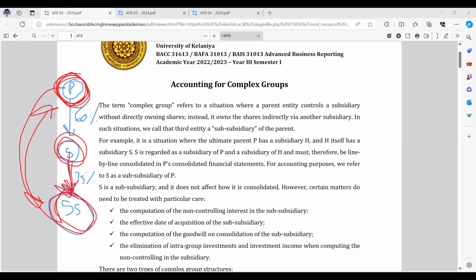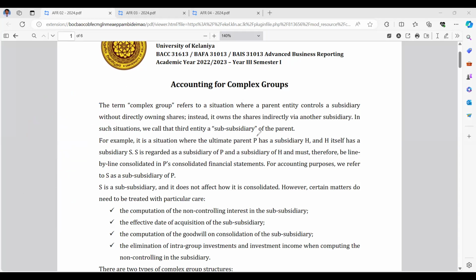So in a consolidation, we prepare the consolidated financial statements from the perspective of the parent. In such a scenario, the parent is identified as the ultimate parent, subsidiary S is a subsidiary, and SS is a sub-subsidiary to the parent, or the ultimate parent P, right? That is what is referred to here.